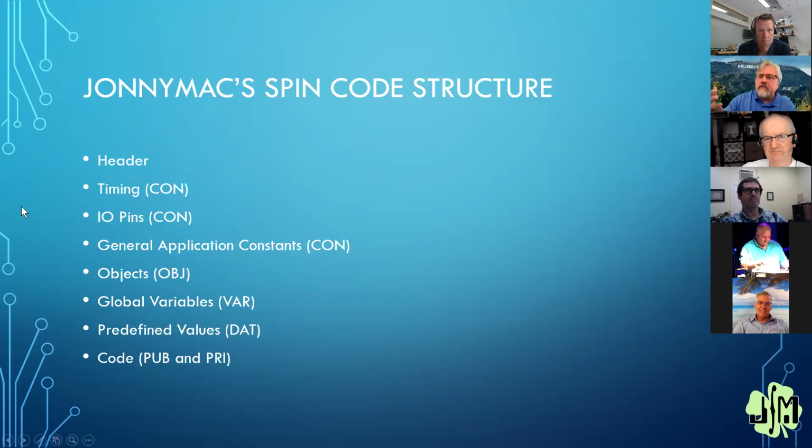On the P2, we have 63 and 62 for the serial, and then the next 4 for the flash and the SD card. After that, everything else is available. Although in my code, I'm tending to protect pins 56 and 57. And if my projects need an I2C bus, that's where I'm putting it, on those 2 pins. Then I lay out my general application constants, objects, variables, predefined data.